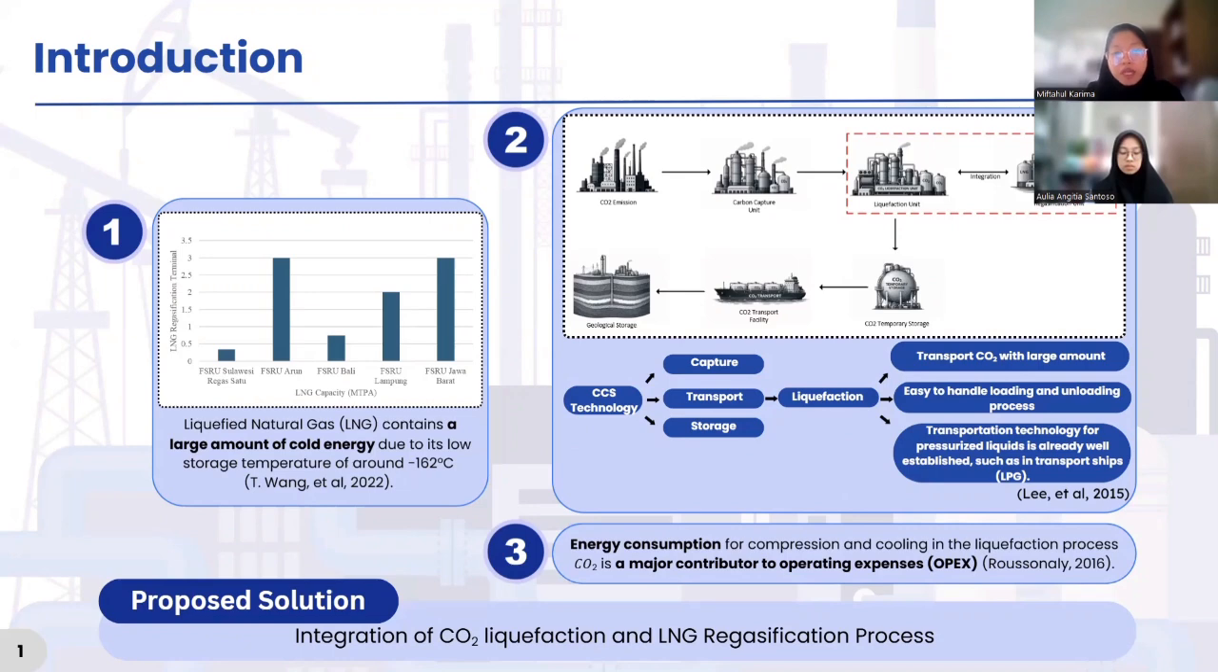Carbon capture and storage consists of CO2 capture, transportation, and storage. Before transportation, CO2 must be compressed and cooled so that it becomes liquid. The liquid phase allows the large quantity of CO2 to be transported efficiently. During transportation, CO2 is not converted into the solid or supercritical phase because the loading and unloading process will be very difficult. Transportation in pressurized liquid is already well established, similar to the liquefied petroleum gas carrier.